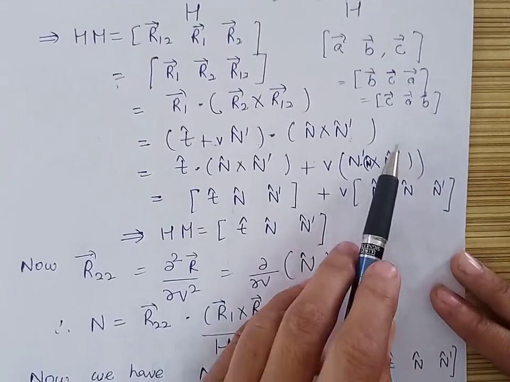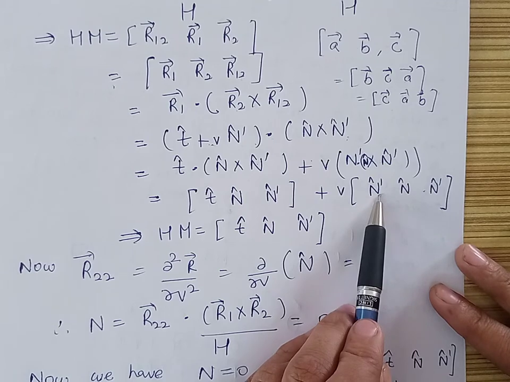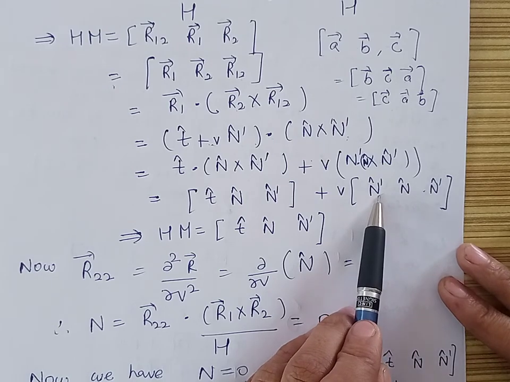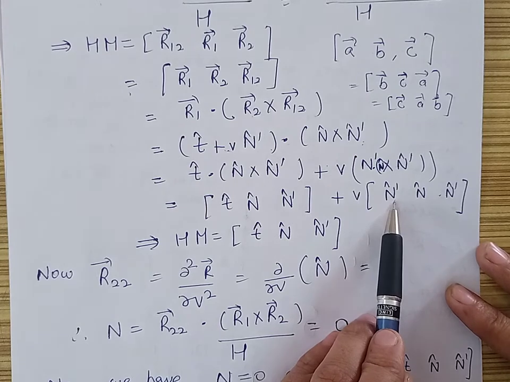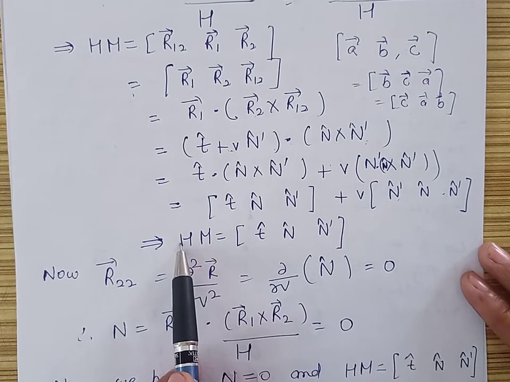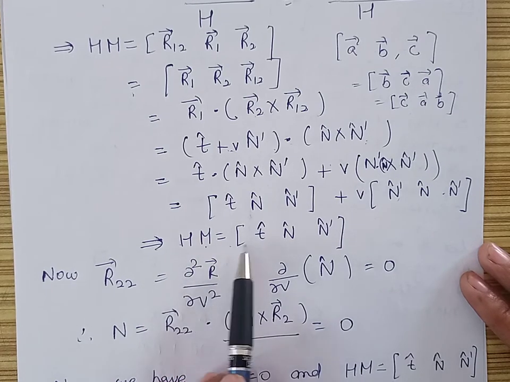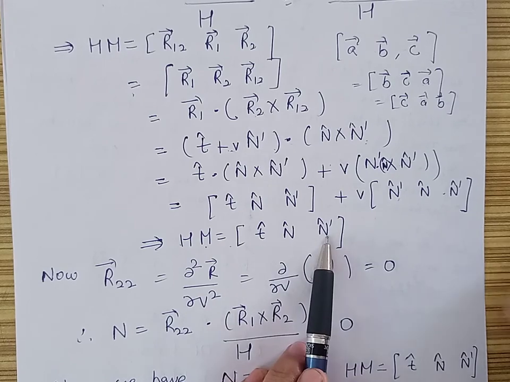Now in this scalar triple product, the two vectors are same, and in the scalar triple product, if two vectors are same, then the scalar triple product becomes 0. So this term will become 0. So we have h into m is equal to the scalar triple product of the vectors t, n and n dash.